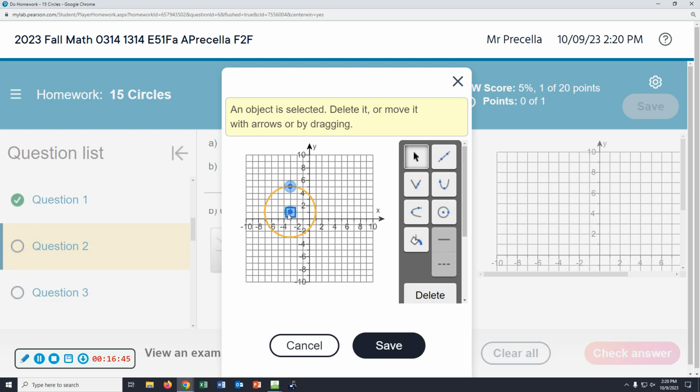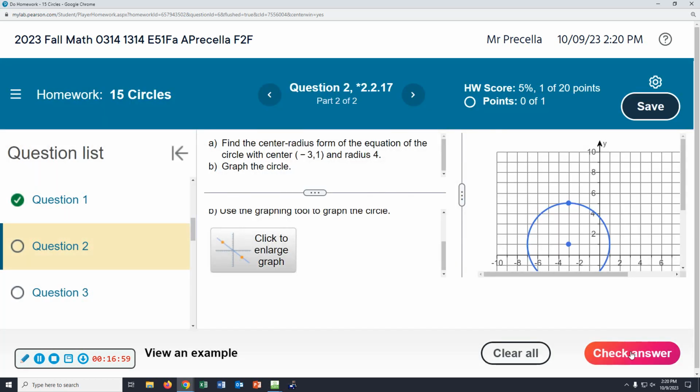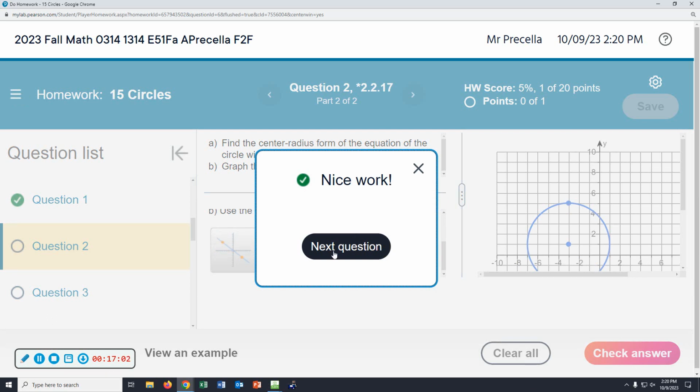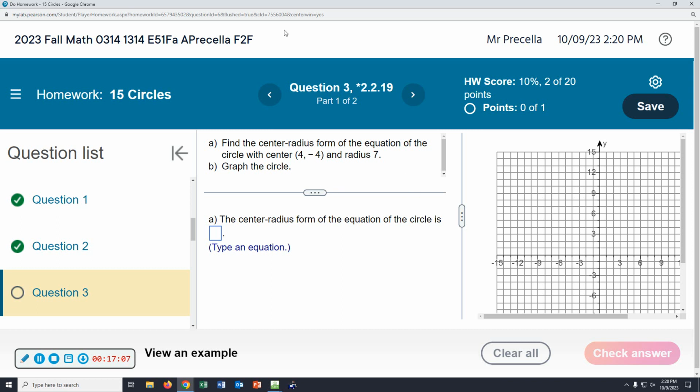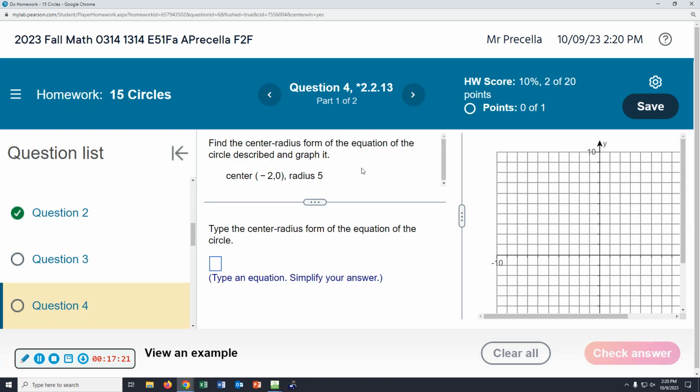Let's stop and look. Start counting from the center. 1, 2, 3, 4. If you count to the right, that's 4 units. Sure enough, that's what you want. Save it and check your answer. Any questions there? What you see inside the parentheses for center radius form is exactly the opposite of the center. And that will become important. But not yet.